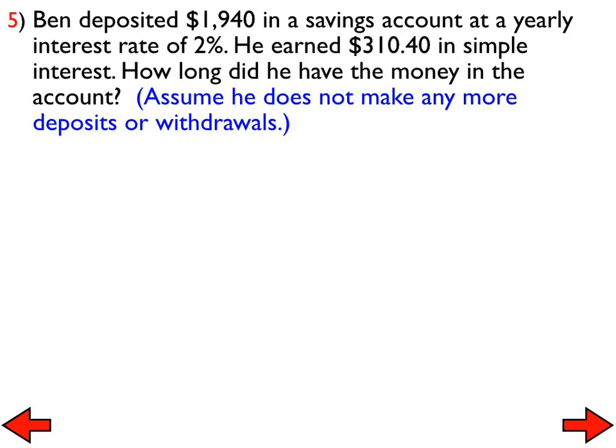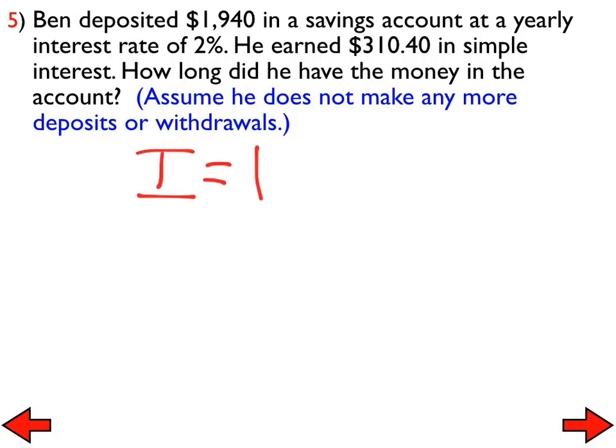Okay? So let's do number 5 together. Go ahead and use that formula we just learned. Ben deposited $1,940 in a savings account because he wants to put his money into the account so that it earns money on itself just by sitting there. The yearly interest rate is 2%, and he earned $310.40 of interest. Just by letting it sit there, he made $300-something. Okay? I want to know how long he had the money in the account for.